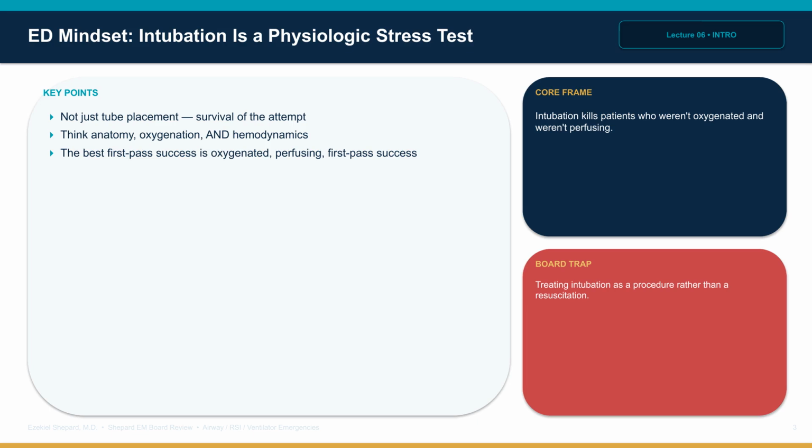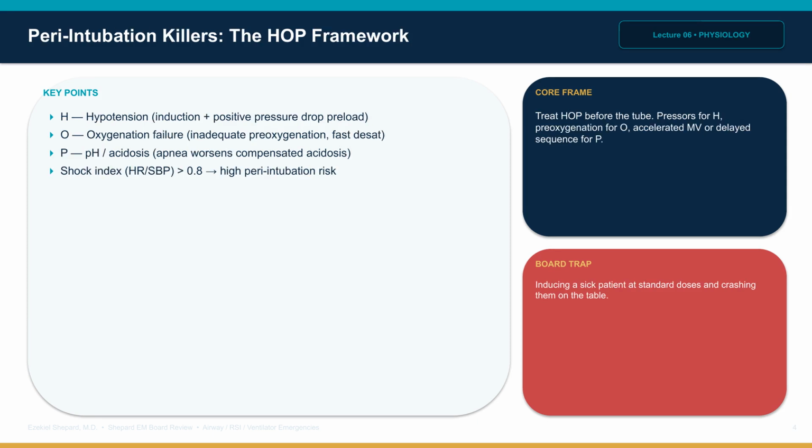Intubation is a physiologic stress test. The question is not only whether the tube goes through the cords, the question is whether the patient survives the attempt. Think anatomy, oxygenation, and hemodynamics. The best first-pass success is oxygenated, perfusing, first-pass success. The peri-intubation killers can be remembered as HOP: hypotension, hypoxemia, and acidosis.